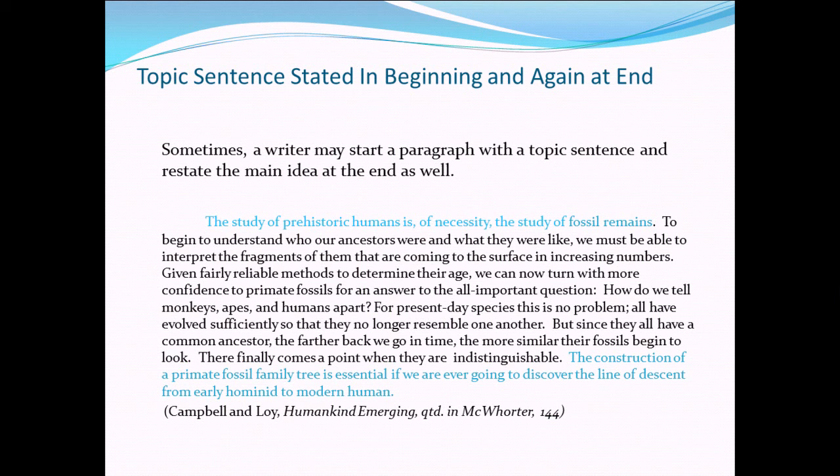Given fairly reliable methods to determine their age, we can now turn with more confidence to primate fossils for an answer to the all-important question, how do we tell monkeys, apes, and humans apart? For present-day species, this is no problem. All have evolved sufficiently so that they no longer resemble one another. But since they all have a common ancestor, the farther back we go in time, the more similar their fossils begin to look. There finally comes a point when they are indistinguishable. The construction of a primate fossil family tree is essential if we are ever going to discover the line of descent from early hominid to modern human.